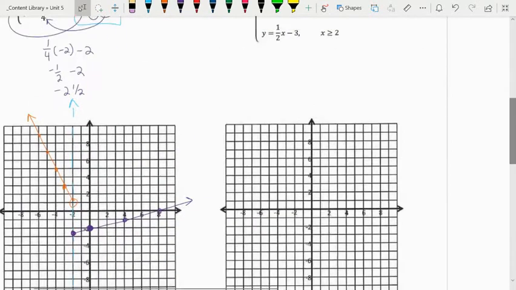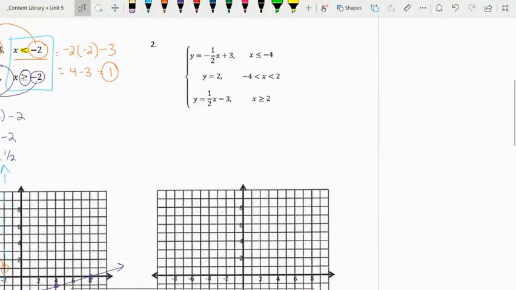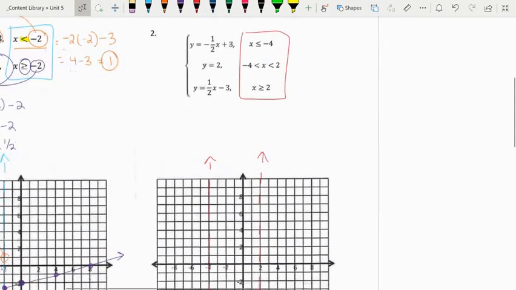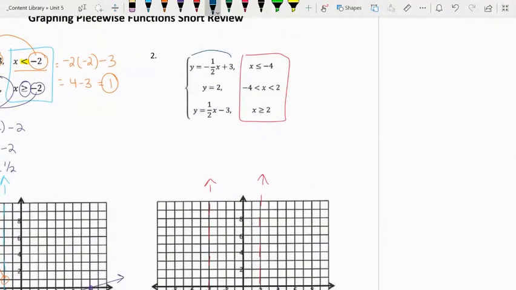All right, so let's go ahead and look at number 2. So this one we're going to approach the exact same way, except now we have more than one boundary. So we have a boundary at -4 and at +2. So we're going to draw those lines first. Remember, these are just imaginary lines that help us know that we only can have one line in each portion of the graph. And then we do exactly what we did in the last one. We start with our first equation.